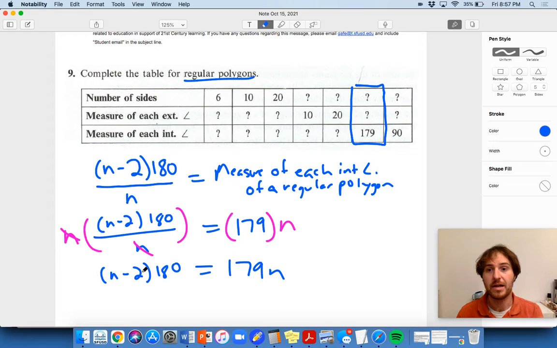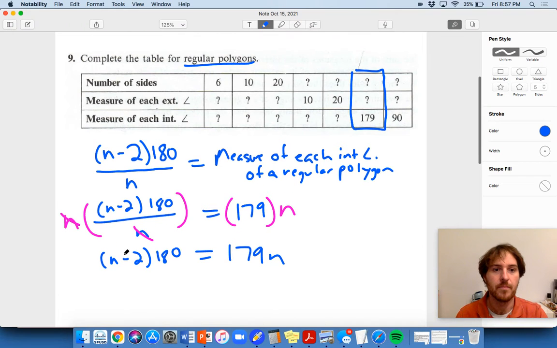To clean this up, I might want to distribute this now. There's no reason to divide by 180 and get really messy over here. So I want to distribute this here.